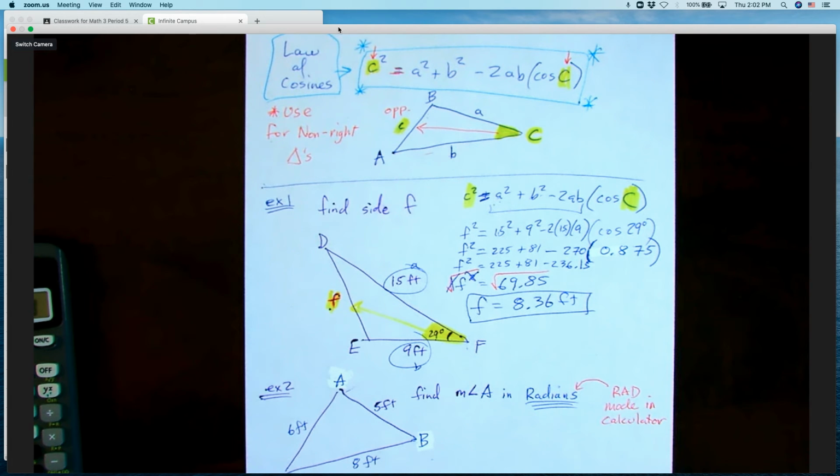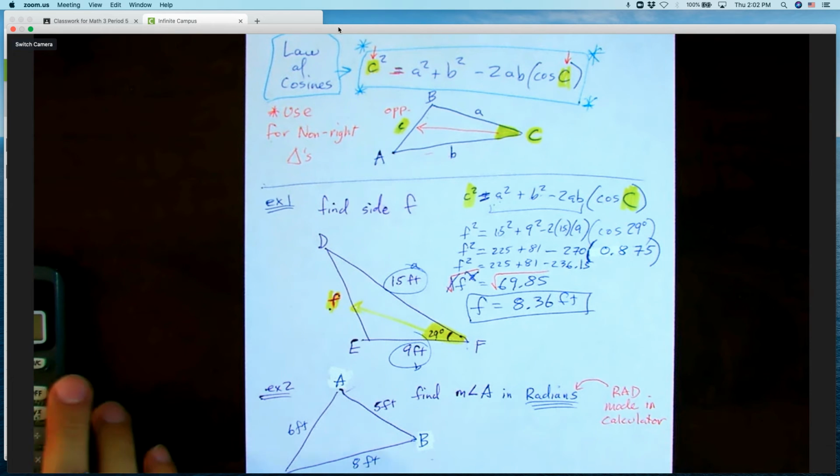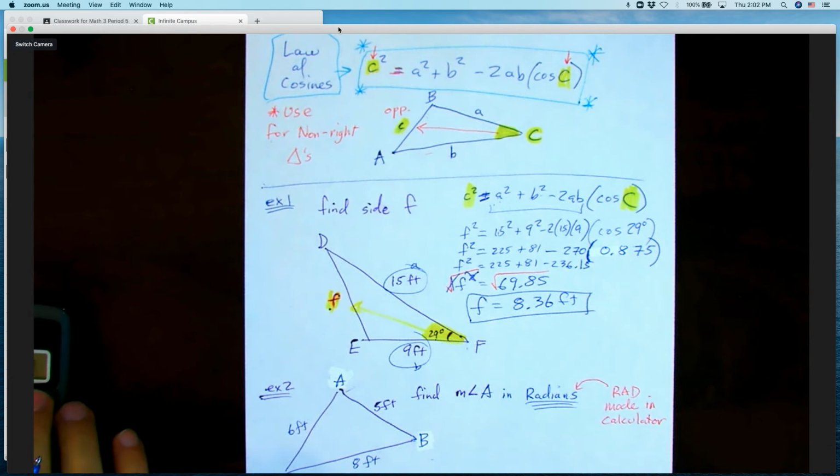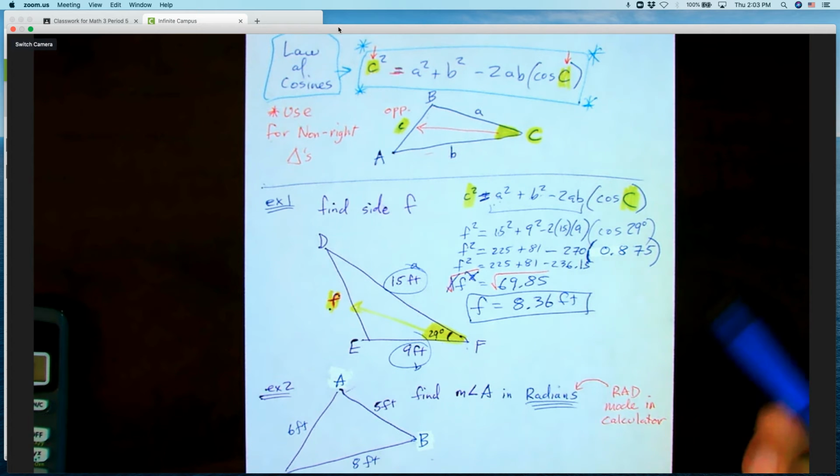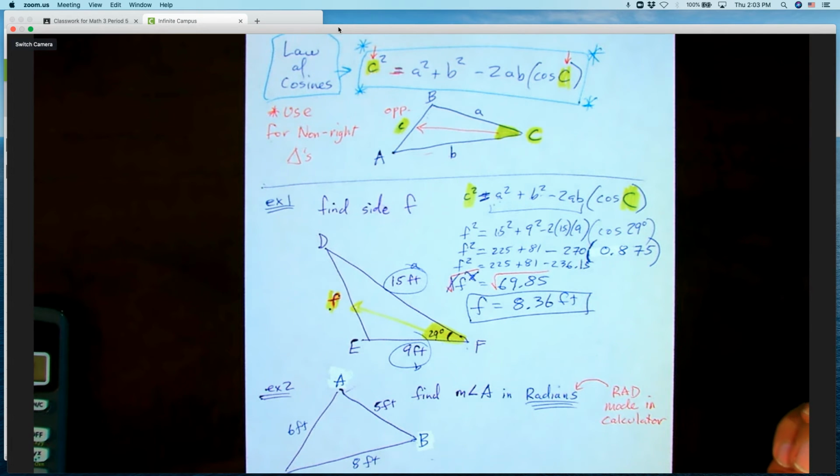Oh, what? 236.25. Oh, really? Oh, I know why. I kept all the digits for this. That's why. I kept all the digits instead of rounding it. It was just in my calculator. That's why I end up with a slightly lower value.